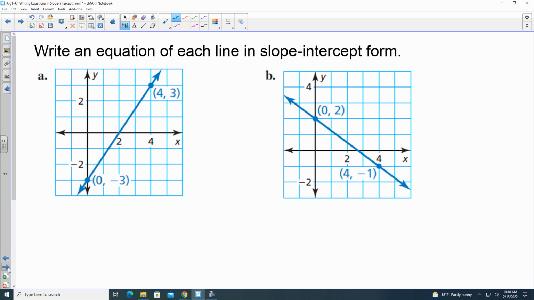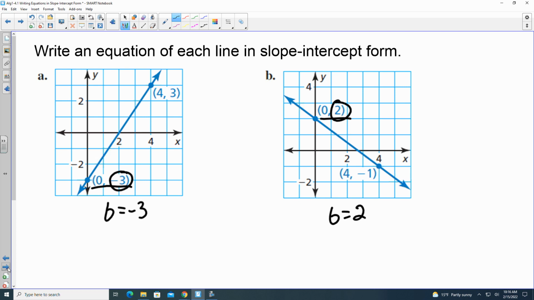Here they give us a graph. Now, with these two graphs, they have indicated the y-intercept as one of the points. So if you look at example A, they're telling us that the y-intercept is located at 0, negative 3. And for example B, the y-intercept is located at 0, 2. So that means that we actually are given the value for b. B in this example is negative 3, and b in this example is positive 2.